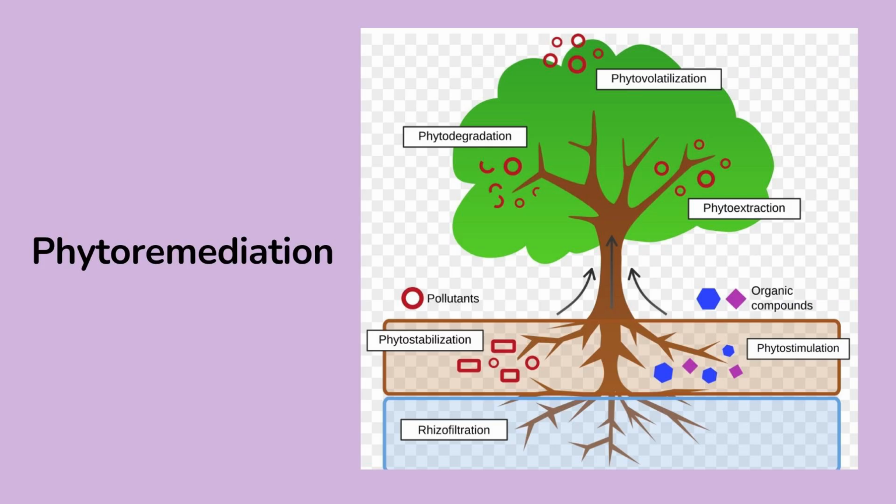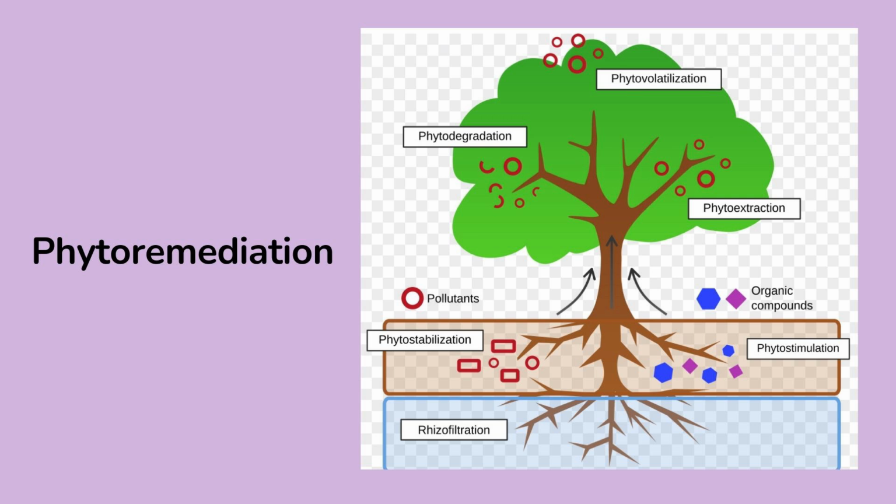Phytoremediation is the process that uses various types of plants to remove, transfer, stabilize, or detoxify contaminants in soil and groundwater. It is effective for heavy metals and organic contaminants like pesticides. There are several different types of phytoremediation mechanisms such as phytodegradation, phytostabilization, phytoextraction, rhizofiltration, phytovolatilization, and phytostimulation.